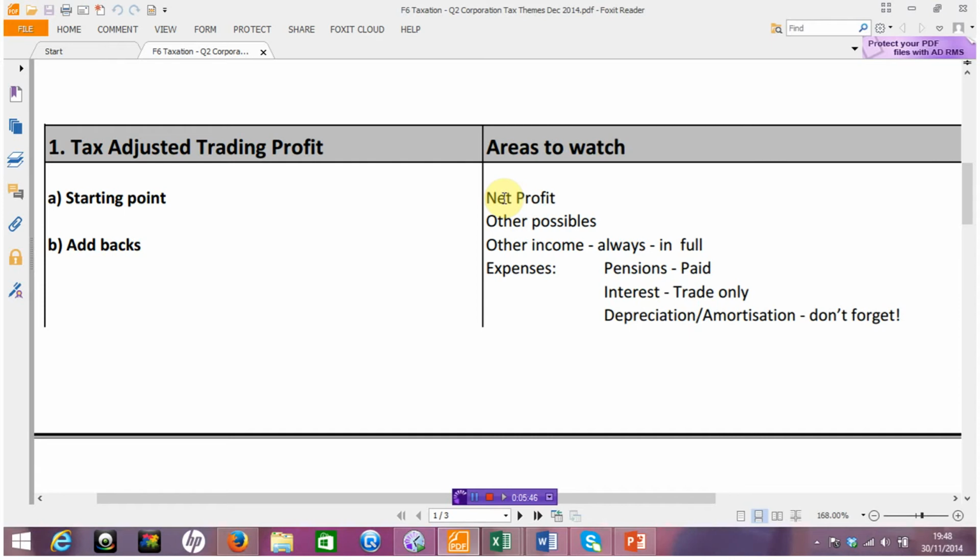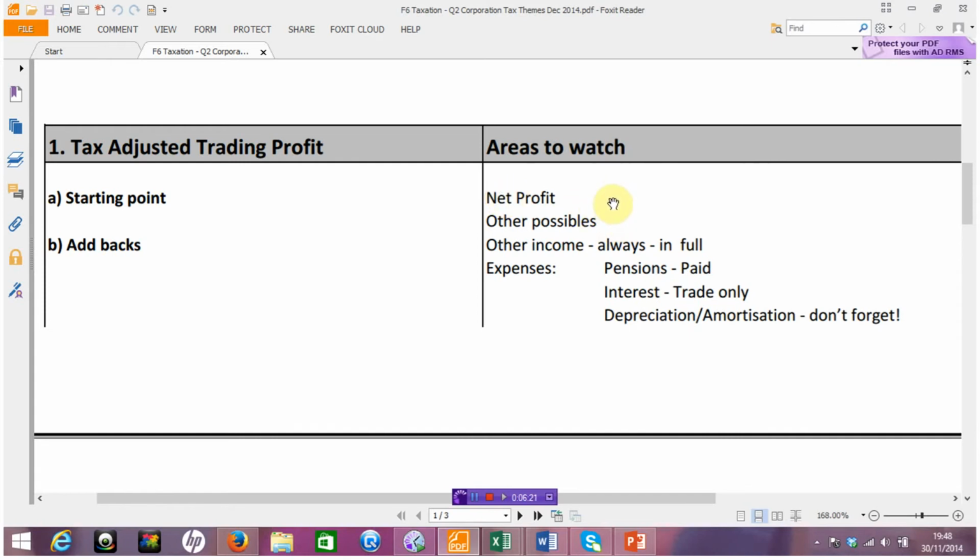In effect, if we're adding back expenses, and disallowing expenses, we're going to be reducing that loss as opposed to increasing a net profit. So just be careful of your starting point, and even if it is a profit, be careful what's included and what isn't included. It may well be that some items in the notes may not be reflected in the net profit, so there would be no requirement to add them back or deduct them. So just be careful with your starting point.